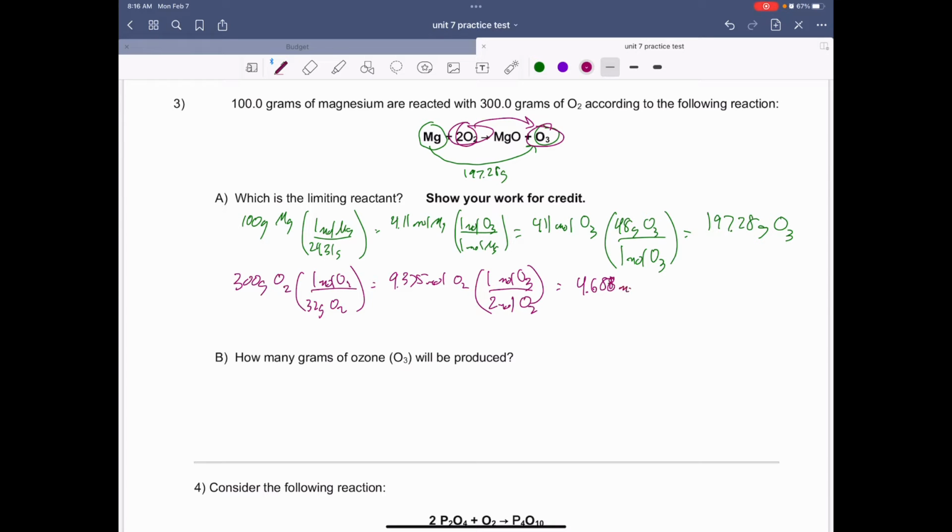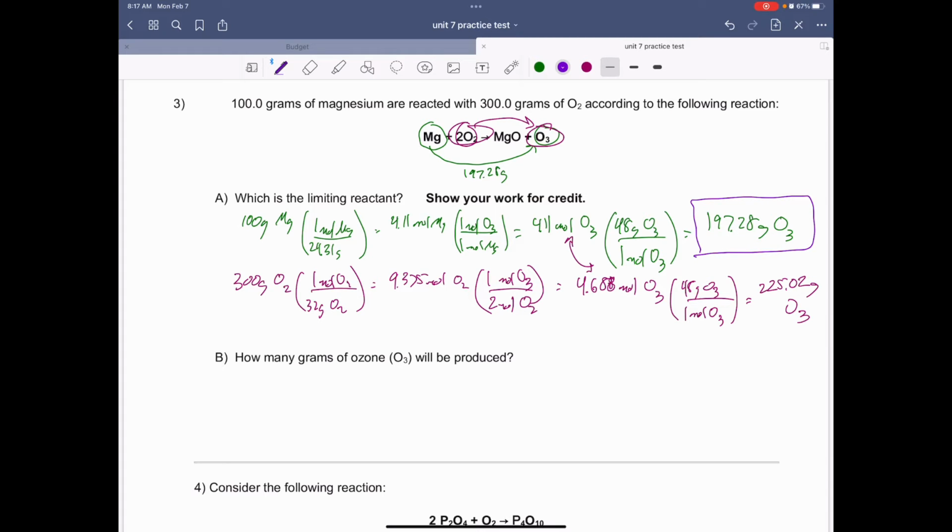4.688 moles of O3, and I can already tell which one is going to be less, but I'm just going to carry it through to take it through all the steps. So again, this is still just 48 grams per mole of ozone. So then I'm going to multiply 4.688 times 48, 225.02. 225.02 grams of O3. Okay, so we can see which one is the limiting reactant. It is going to be the smaller amount, which is this smaller amount.